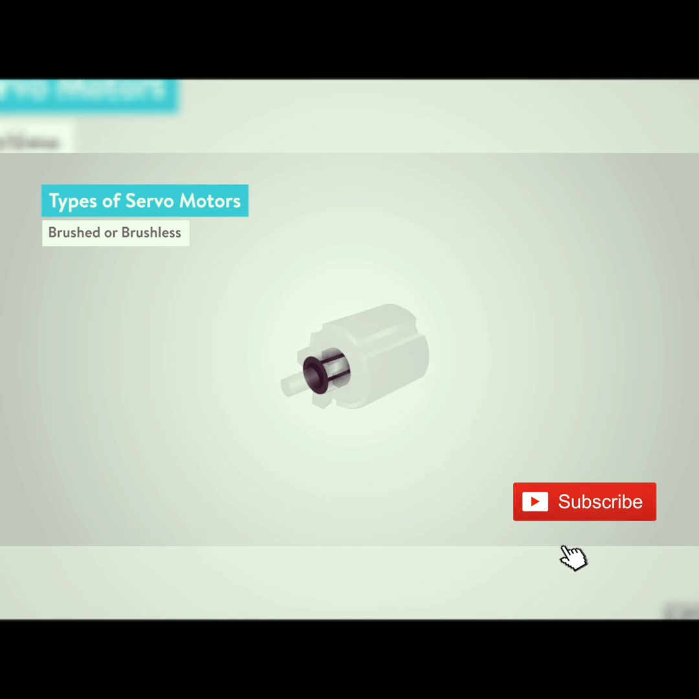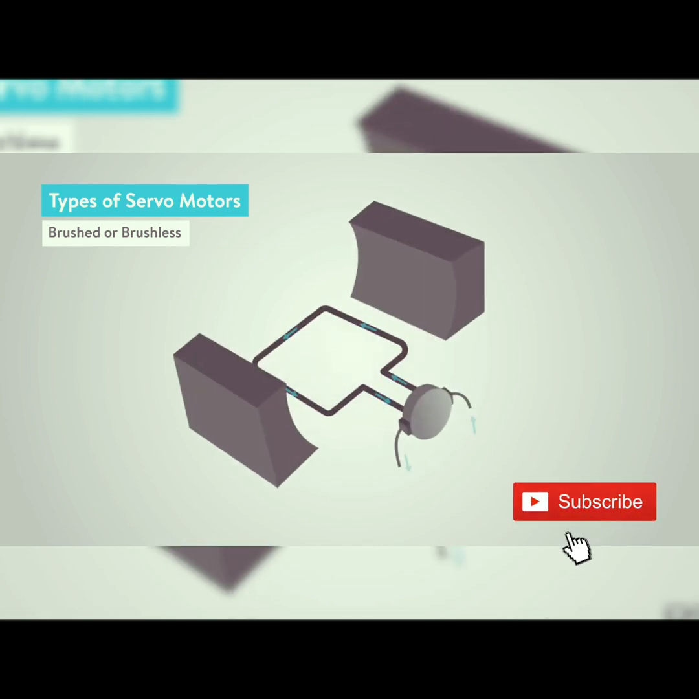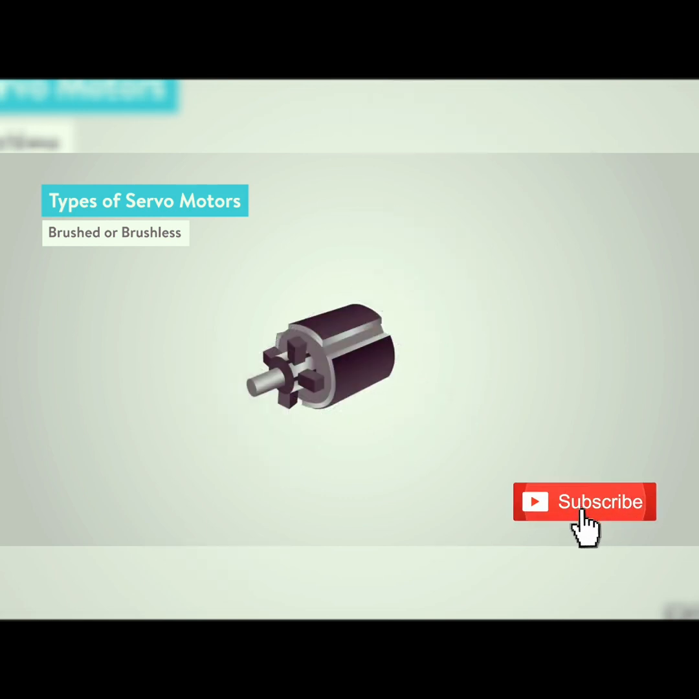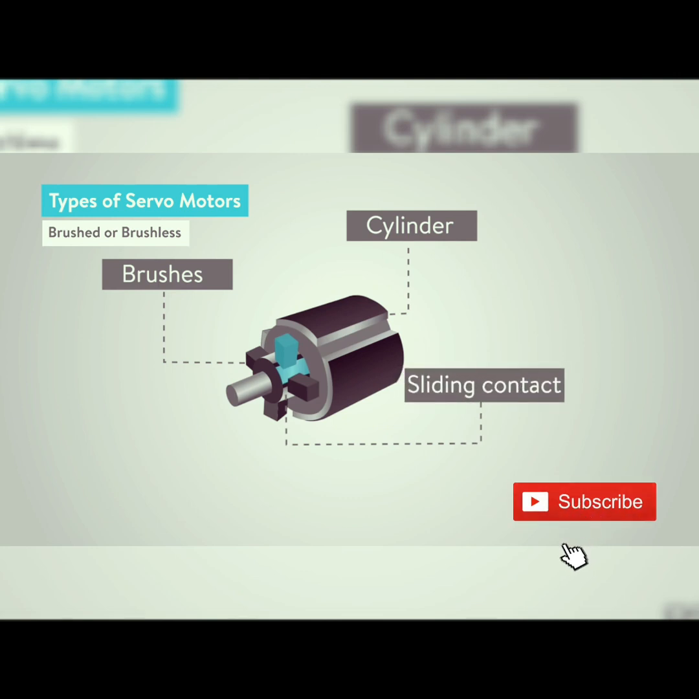A commutator is a rotary electrical switch that periodically reverses the current direction between the rotor and the drive circuit. It consists of a cylinder composed of multiple metal contact segments on the rotor. Two or more electrical contacts, called brushes, made of a soft conductive material, such as carbon, press against the commutator, making a sliding contact with segments of the commutator as it rotates.